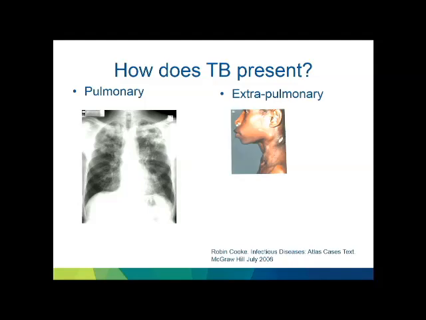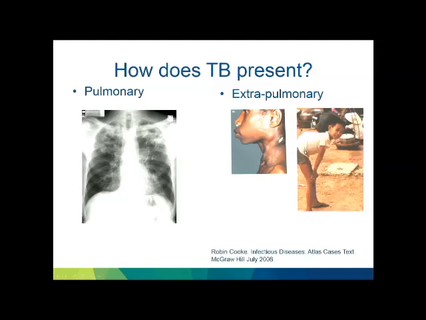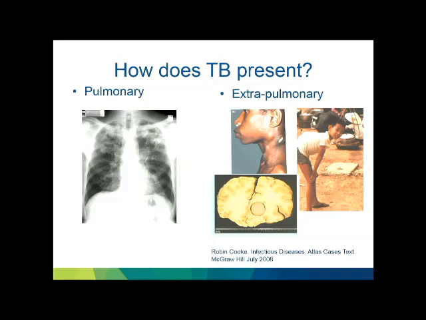There are protean manifestations of extrapulmonary TB, perhaps most commonly lymph node disease, spinal disease or disease of the other parts of the osteoarticular system, central nervous system disease, tuberculomas and meningitis, particularly in the young, but not exclusively in the young.